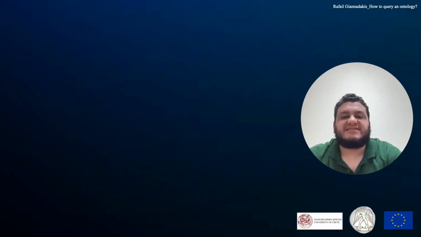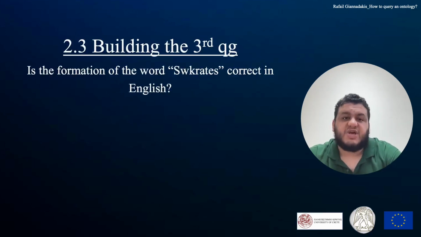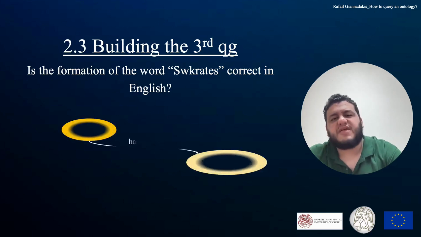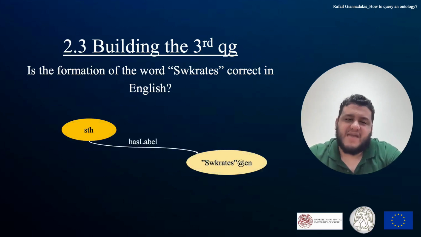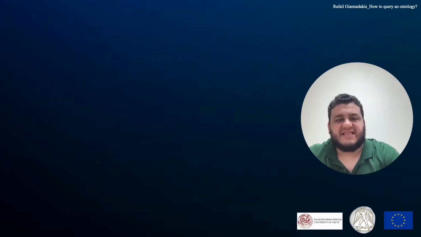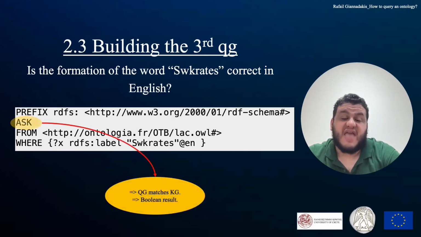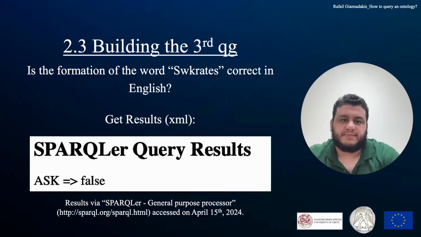The next graph asks the system if the formation Socrates is correct in English. So we ask if there is something in the ontology that has the label Socrates in English. That is why we use the RDF Schema property rdfs:label, which provides a human-readable version of a resource's name. Lastly, as we are looking for a yes or no answer, we use the ASK form of results, which matches the query graph to the ontology and returns a Boolean result. And here is the result in XML.